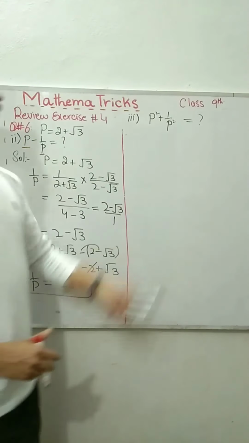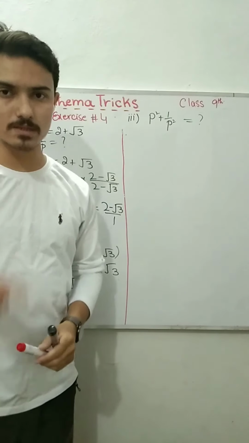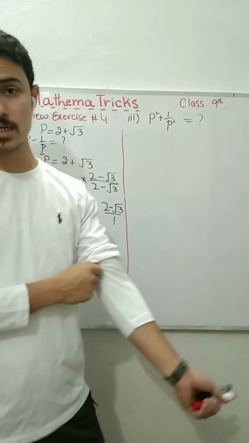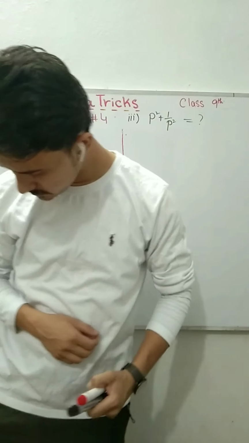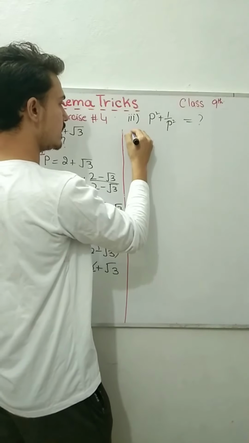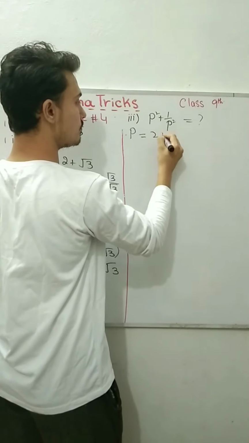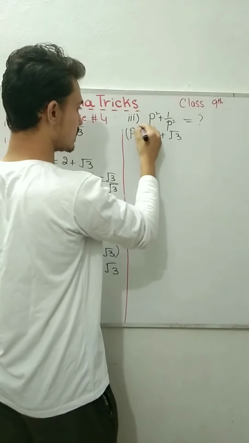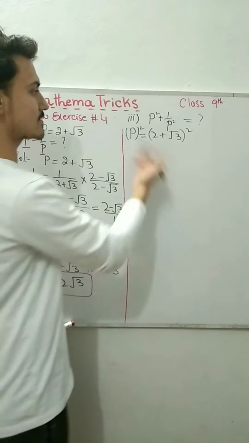Let's solve part 3. The statement is we need to find p square plus 1 over p square. So first we will find p square, then we will find 1 over p square, and then we will simply add both the terms. So, we have given p. Yes, p is equal to what? 2 plus square root of 3. Just find p square. So we take square on both sides. Obviously, to find p square, we take square on both sides.